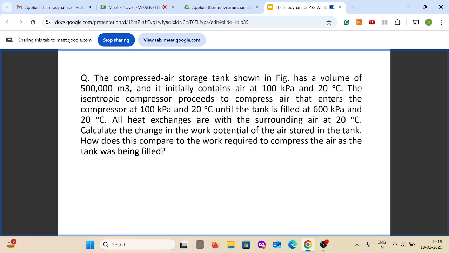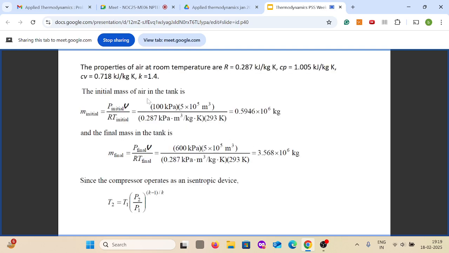So all heat exchangers are with the surrounding air at 20 degrees Celsius. Calculate the change in the work potential of air stored in the tank. How does this compare to the work required to compress the air as the tank was being filled? So, at room temperature, my R is 0.287, Cp is 1.005 for air, Cv is 0.718 and gamma is 1.4.